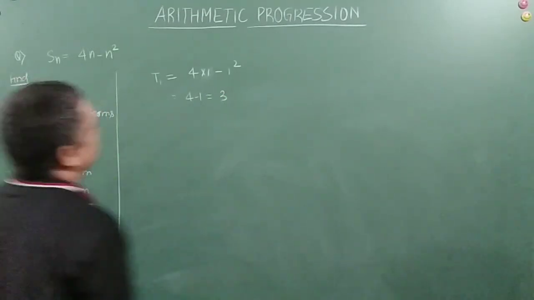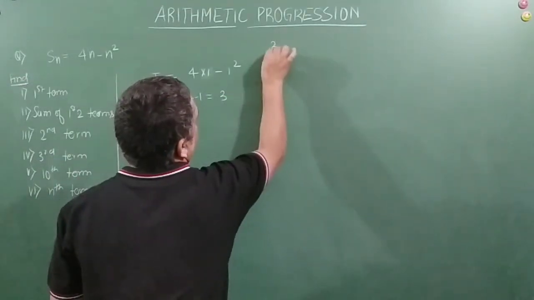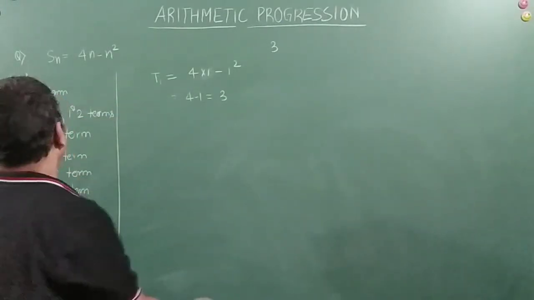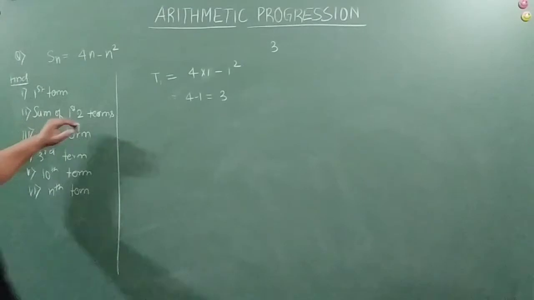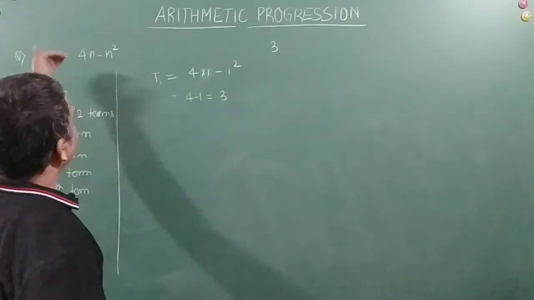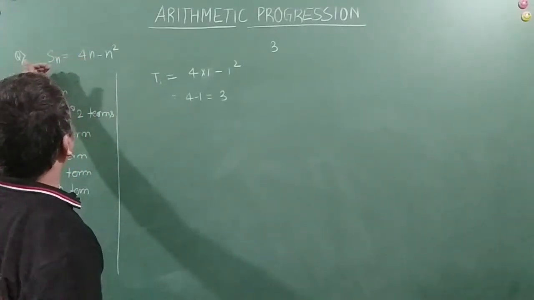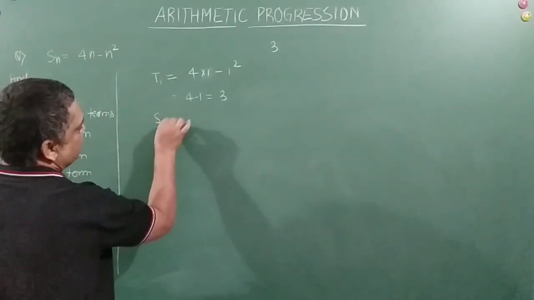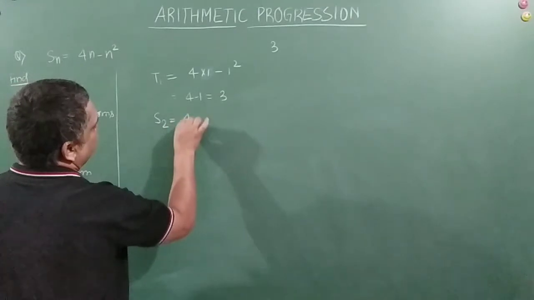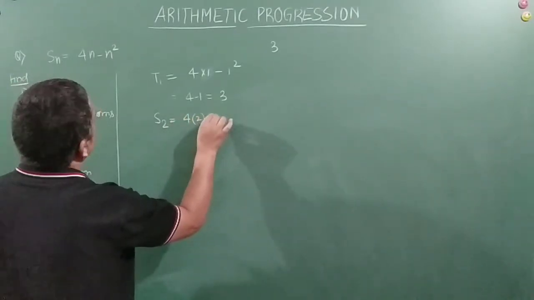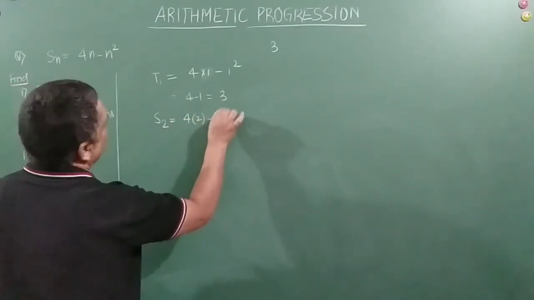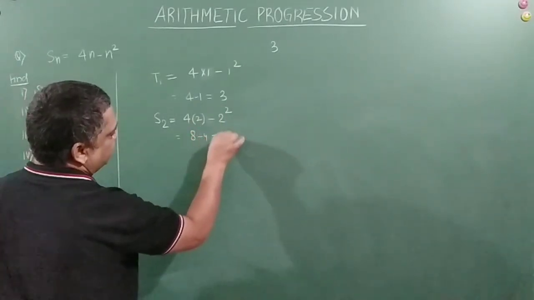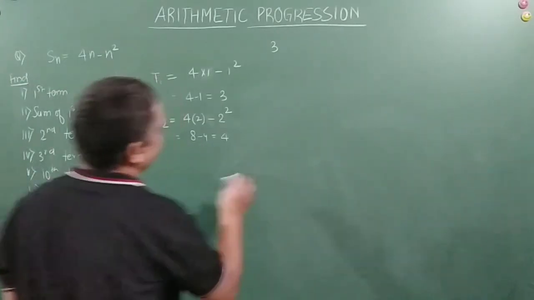Now the first term is equal to 3. You will write it, right? So now the first term we have found out to be 3. The second is the sum of the first two terms. So if the sum of n terms is this, then the sum of the first two terms, that is S2, will be equal to 4 into 2 plus, minus 2 square, right? That is equal to 8 minus 4, that is equal to 4. So your sum up to the second term.